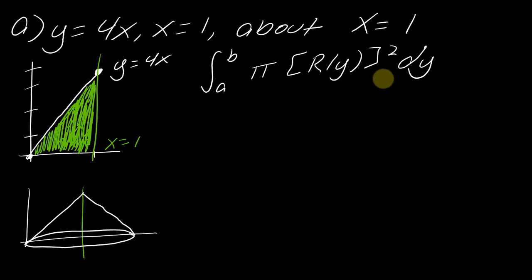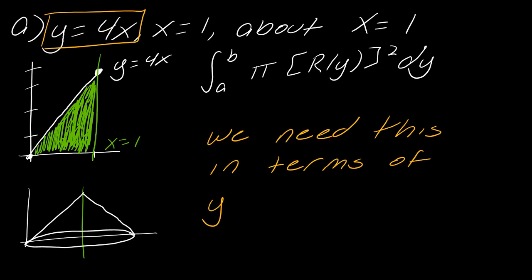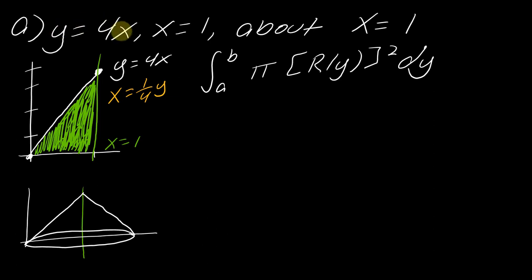If you notice, this function is in terms of x. It's y equals a function with x's. So we need to have this function in terms of y. That's not a huge deal. All I have to do is solve the function for x, so I just divide by 4. This function, y equals 4x, can also be rewritten as x equals 1/4 y.